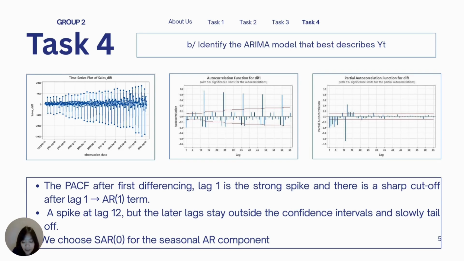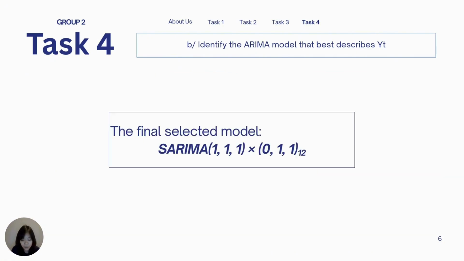From the PACF, after the first differencing, we see that lag 1 is the strong spike, and this supports that we should use an autoregressive of order 1 term. There's also a spike at lag 12, but the later lags stayed outside the confidence interval and slowly tail off. This means the seasonal part does not show a clear cutoff. Because of this, we choose seasonal autoregressive of order 0 for the seasonal autoregressive component. And from the analysis above, the final selected model is shown on this slide.